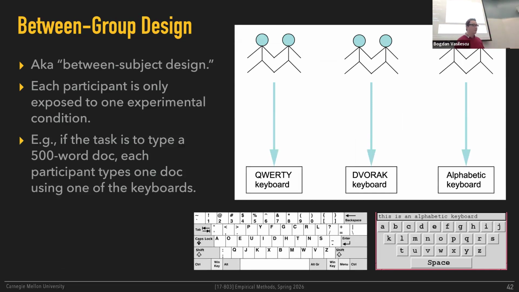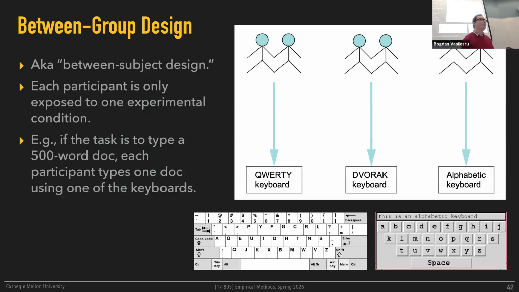Oh yeah, so here's an example. Between subject design, let's say I have three types of keyboards, and I want to test how fast people can type using different keyboards. There's the traditional QWERTY keyboard. There's a Dvorak keyboard, which is the one on the bottom left there. And then there's an alphabetic keyboard, which is the one on the bottom right, in which the keys are just sorted alphabetically. So a between group design of an experiment to test for the effect of using different types of keyboard on, say, typing speed, would assign different groups of people to exactly one of these conditions randomly.